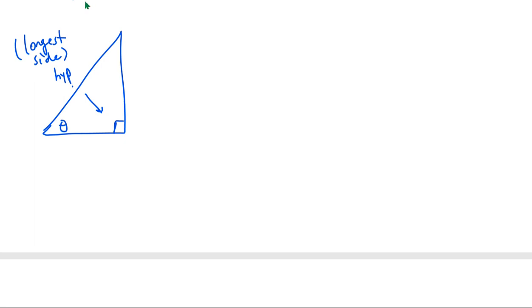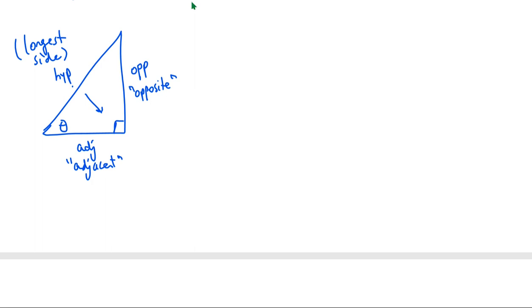Across from the theta, we have a side called the opposite, or OPP. It's opposite because it is across the triangle from the theta. Beside the theta, there's a side called adjacent. In English, the word adjacent means beside. You can see that this side is right beside the angle. It's not across from it. The opposite is across on the other side of the triangle from the theta, and the hypotenuse is across from 90 degrees. So those are important words: opposite, adjacent, and hypotenuse.